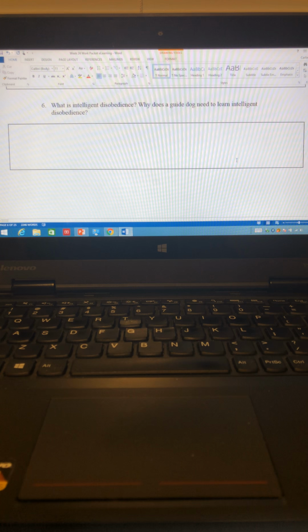Question 6. This is from our reading, The Right Dog for the Job. What is intelligent disobedience? Why does a guide dog need to learn intelligent disobedience? First thing, tell me what intelligent disobedience is. Second part of the question, why might this be important for the dog? Give me some text evidence.